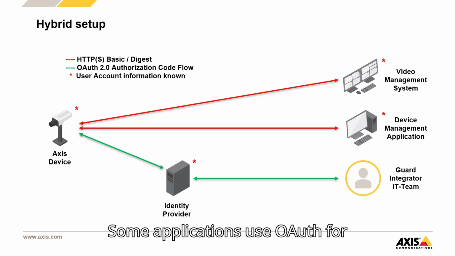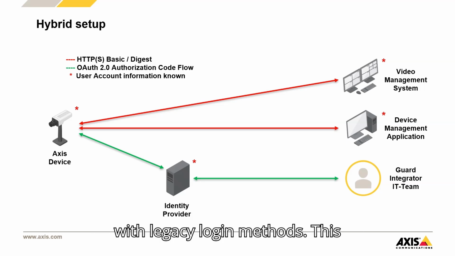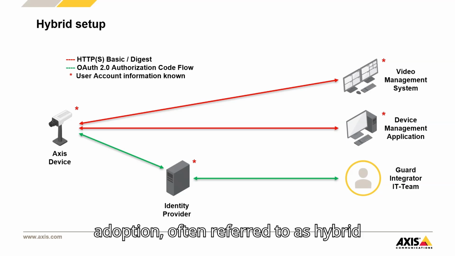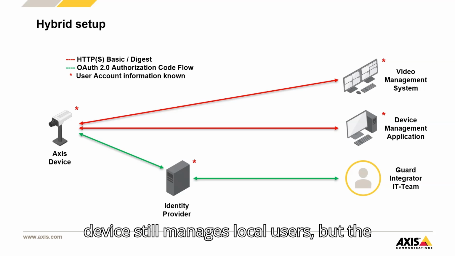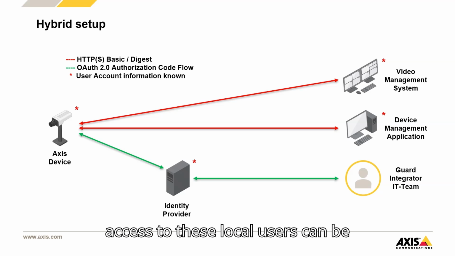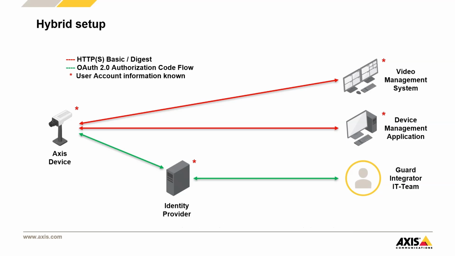Some applications use OAuth for authentication, while others continue with legacy login methods. This represents a traditional model during adoption, often referred to as a hybrid setup. In this scenario, the access device still manages local users, but the number of local accounts is limited, and access to these local users can be restricted to only a few authorized individuals.